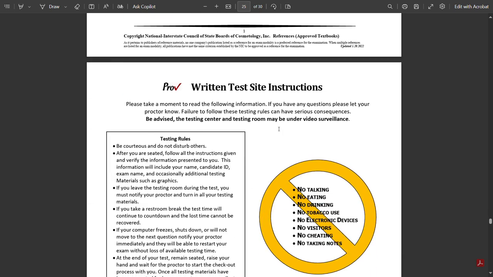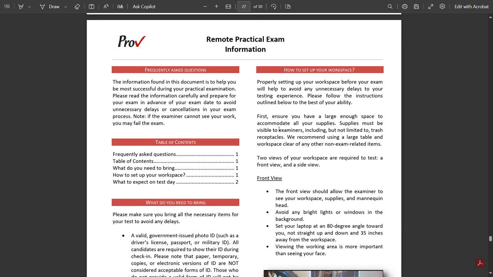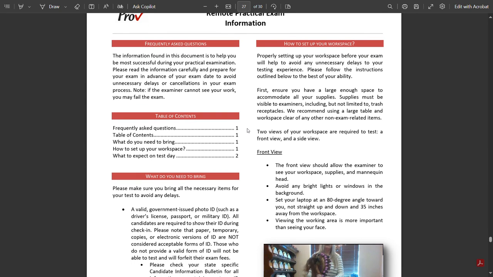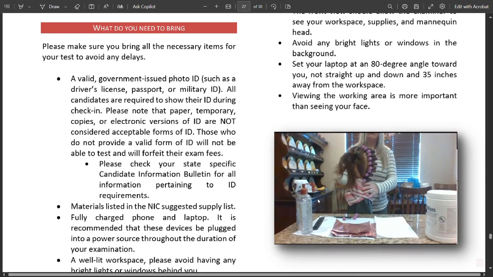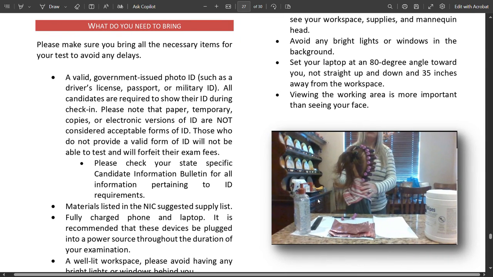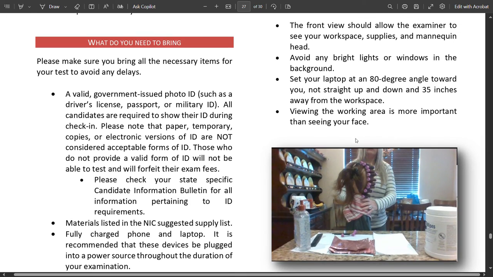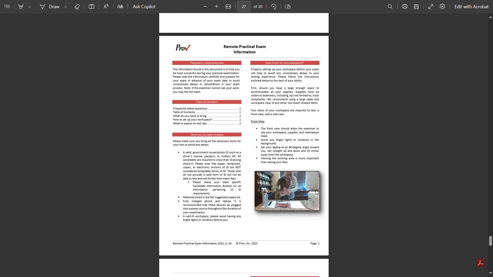But that is the theory exam. The last thing I'm going to talk about is the remote practical exam. So again, if you are in a state that administers the remote practical exam, this is what that looks like. You will have to download an app. They're going to want you to set up 2 cameras. One camera is going to look like this, where you're just focusing on your workstation. Just know that viewing the working area is more important than seeing your face. So that first view will look like that.